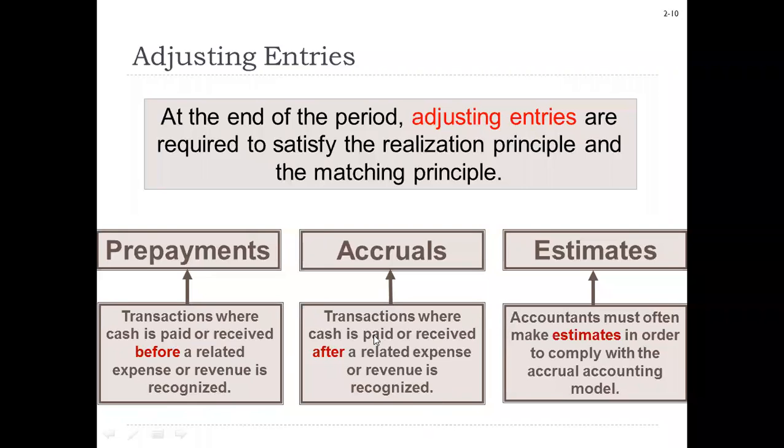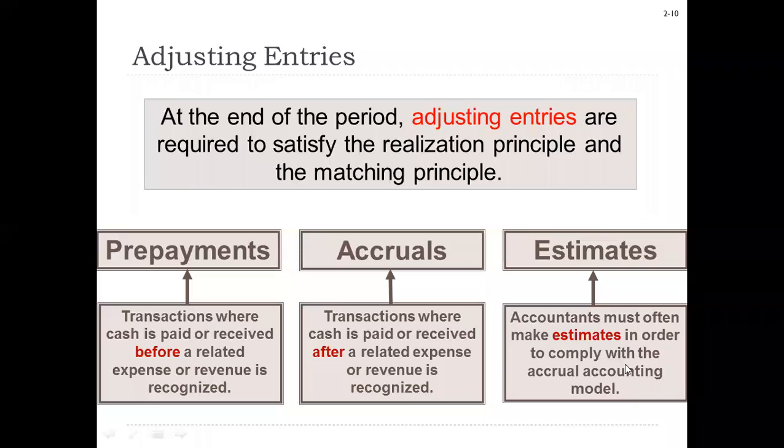An accrual, on the other hand, is the opposite of a prepayment. Cash is either received or paid, depending on which side of the transaction you're on, after the expense is recognized. So an example of this might be you sell something to somebody, so revenue is recognized when you sell it to them, but you're not going to get the cash until later on. That's an accrual. An example of that is an accounts payable.